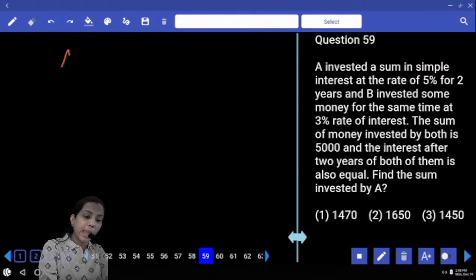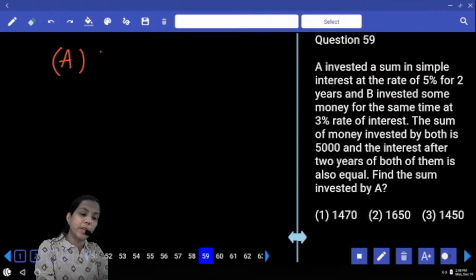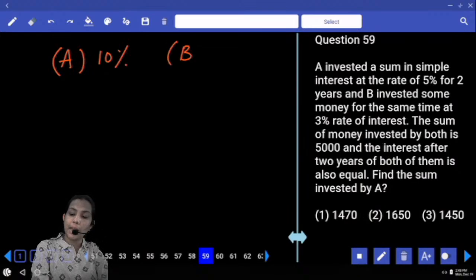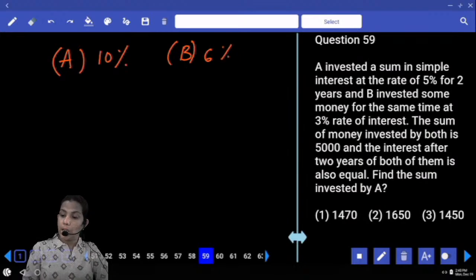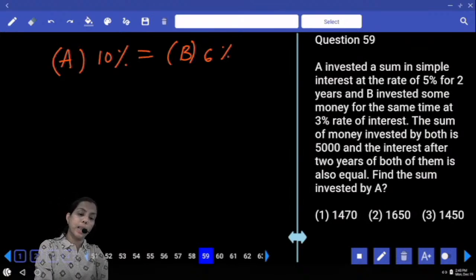A invested A amount for how many years? 5% for 2 years means 10%. And B invested B rupees at the rate of 3% for again 2 years. So it is also 6%. The sum of money invested by both the schemes is 5,000 and the interest after 2 years in both the schemes are equal. So finally what is their A is to B values?